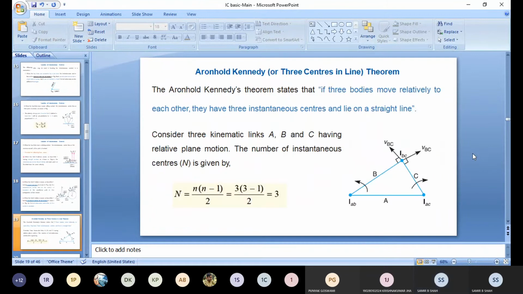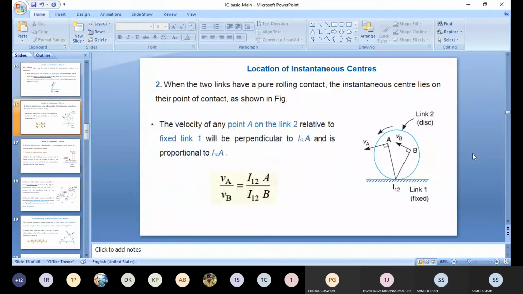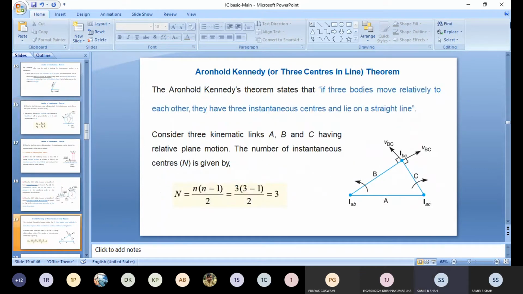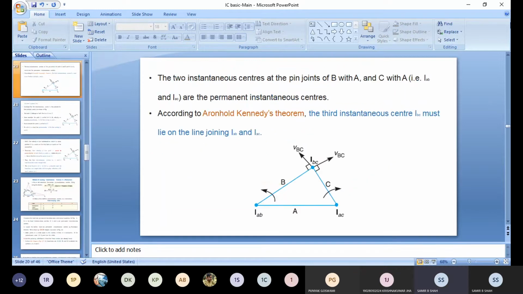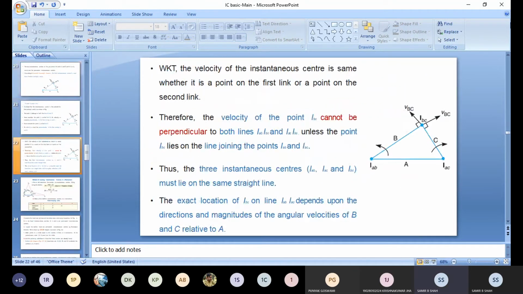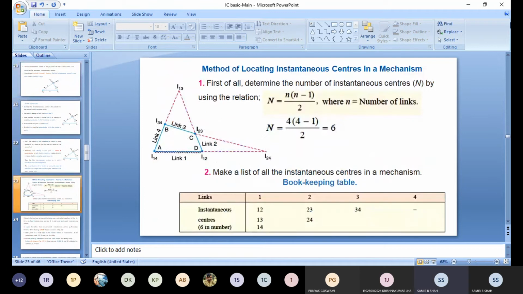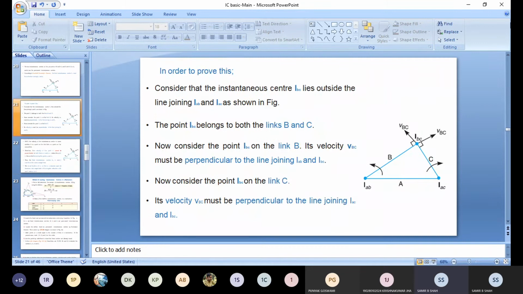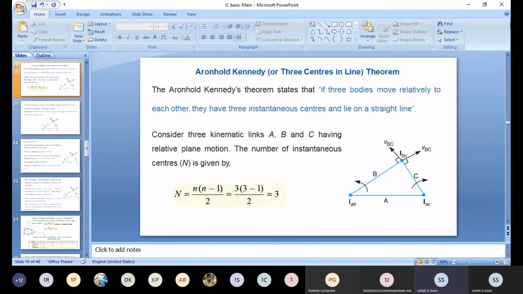Now, these three cases for the location you have to remember. After that, Kennedy's theorem. You have to remember the statement of the theorem, and we also have to prove the theorem. So based on that, you have to remember how to prove the equation.